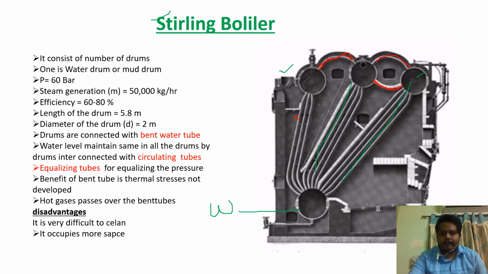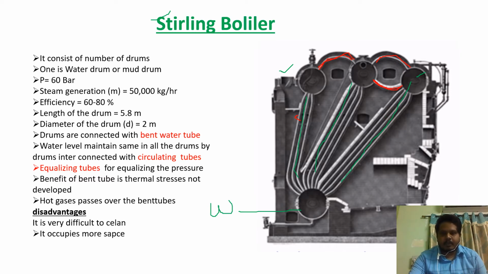Here also this boiler will have mountings like safety valve, pressure valves, water level checker, manhole, everything as in other boilers. The disadvantages are, as you can see here, this boiler consists of a number of tubes, so it is very difficult to clean, and also it occupies more space. So these two are the main disadvantages of the Stirling boiler.